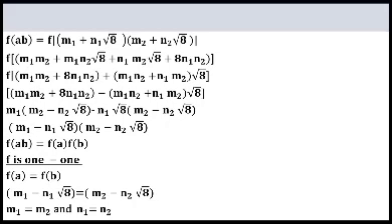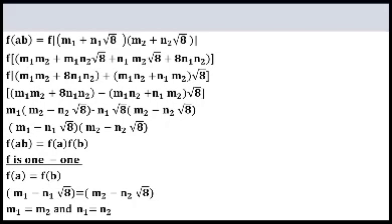Next, we are taking f of ab. f of ab is equal to f of m1 plus n1 root 8 into m2 plus n2 root 8. Multiplying, we get f of m1 m2 plus 8 into n1 n2 plus n1 m2 plus m1 n2 into root 8. Now we are applying the definition. We get m1 m2 plus 8 into n1 n2 minus n1 m2 plus m1 n2 into root 8.